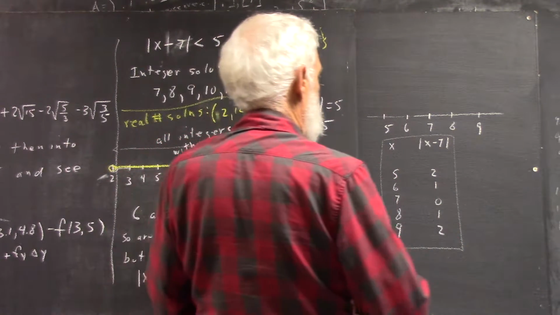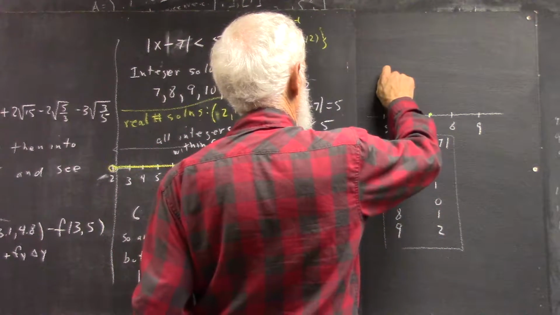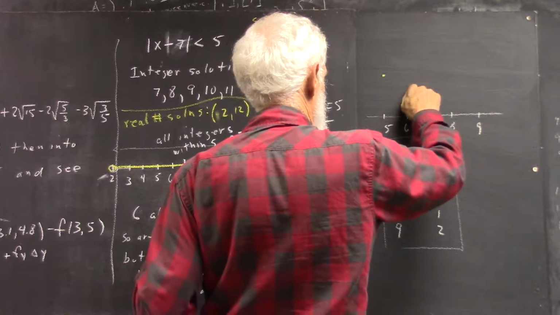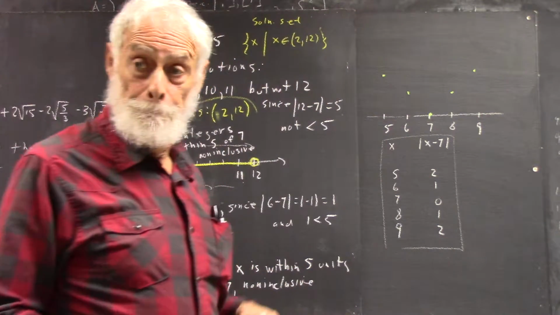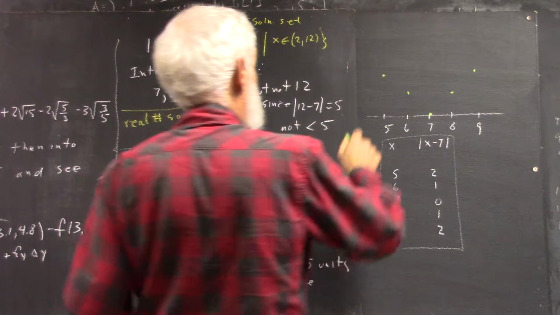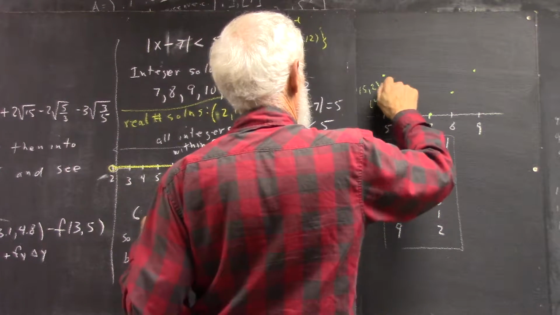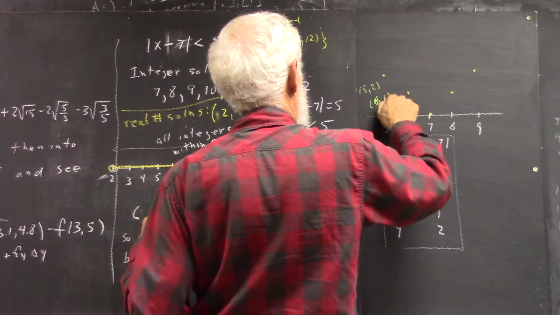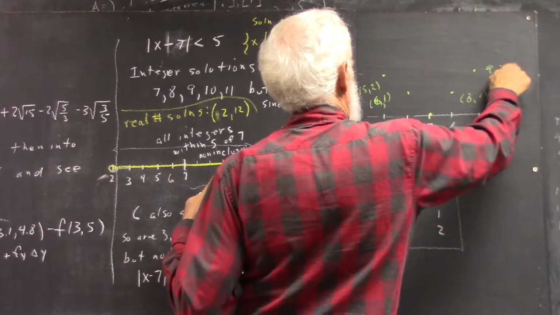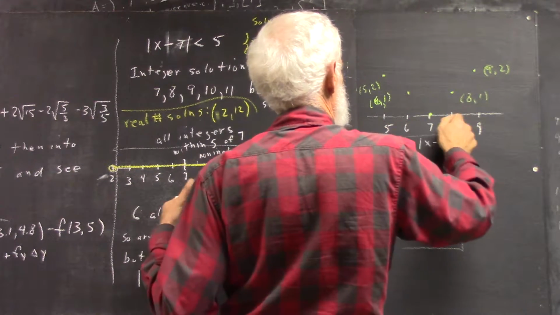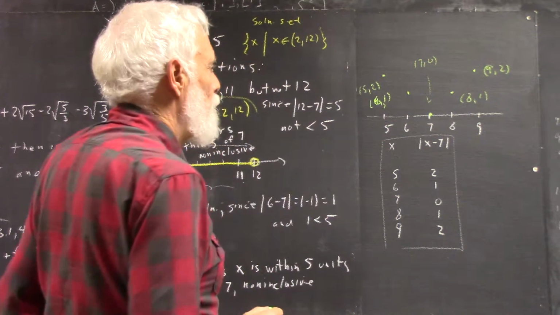What do I get? Well, 7 gives me 0, 5 gives me 2, 6 gives me 1, 8 gives me 1, and 9 gives me 2, right? So I've got the points (5, 2), (6, 1), (8, 1), (9, 2), and of course (7, 0) right there in the middle.